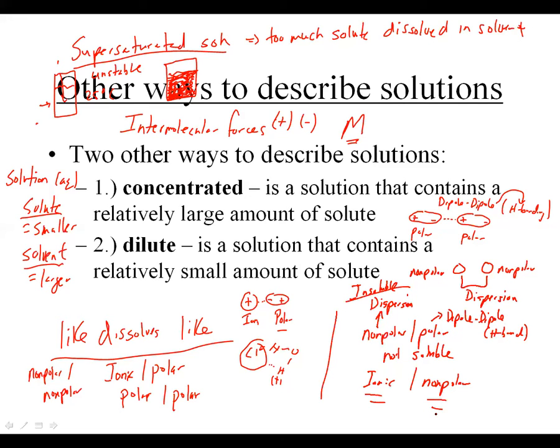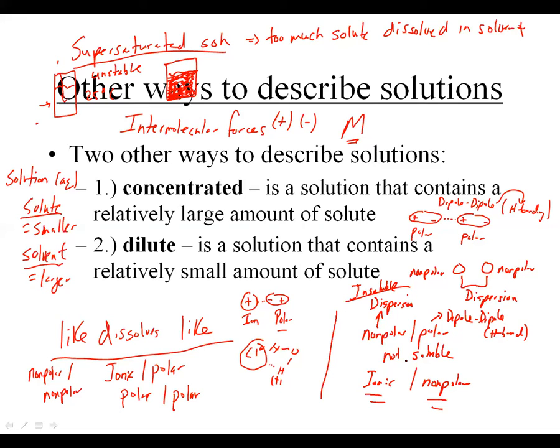Now, we also talked about ways to classify solutions. We can have an unsaturated solution. In an unsaturated solution, we have not reached a point where our solid will stop dissolving. So if you put more solid or solute in there to dissolve in the solvent, it will continue to dissolve, until it hits a certain point known as the saturation point. At the saturation point, we get a saturated solution.